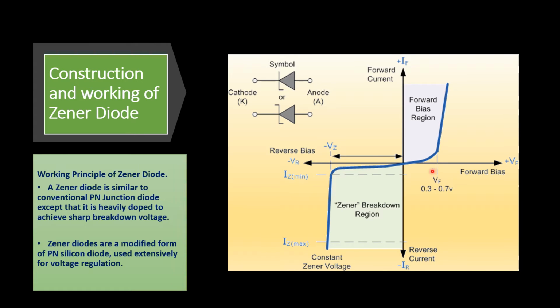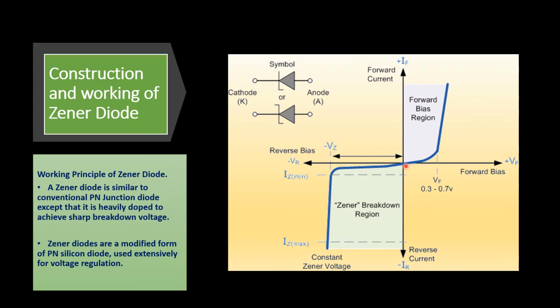Here Vf is the forward voltage. In this case, the Zener diode has a forward voltage drop between 0.3 and 0.7 volts. So it drops this forward voltage, and after that forward voltage it allows the current. If you observe, at this Vf point it starts conducting current. That is the working of the Zener diode in the forward bias region, the same as in a normal diode.